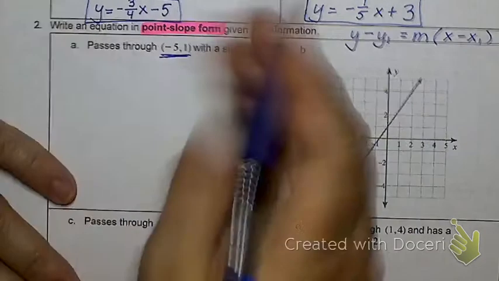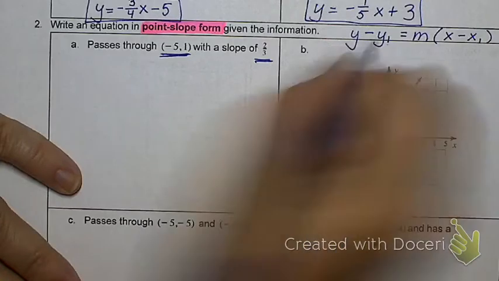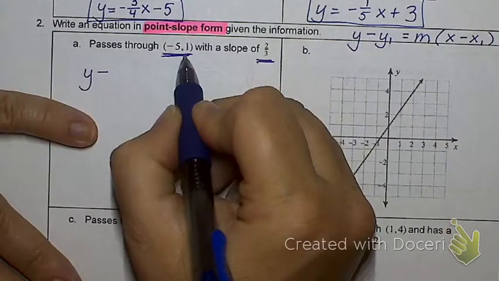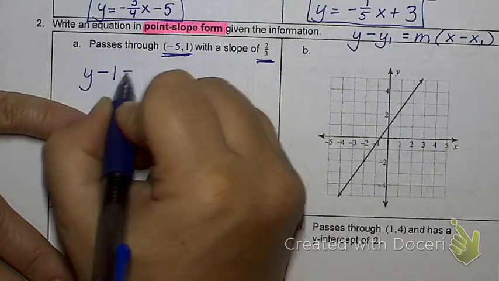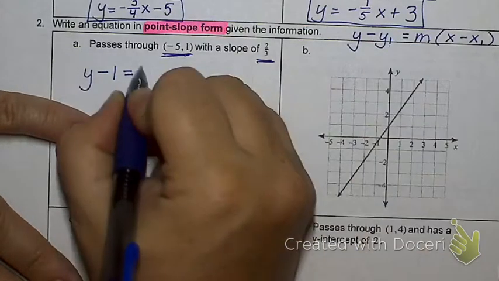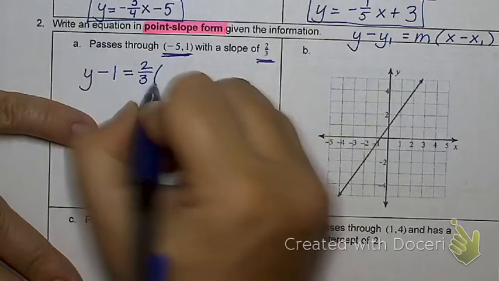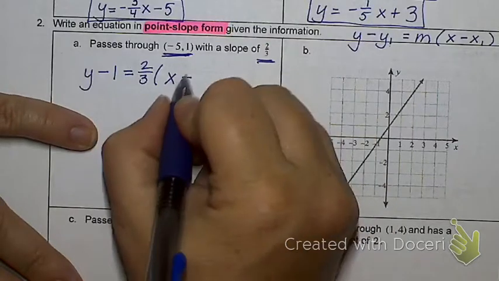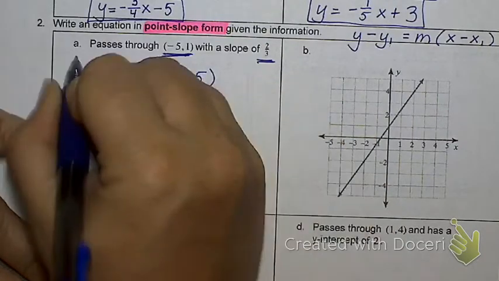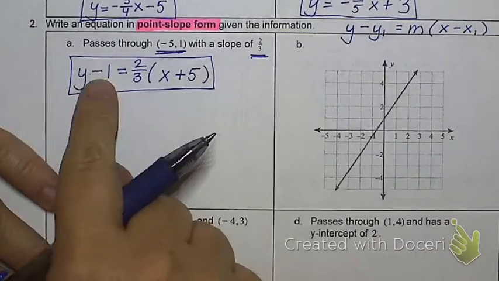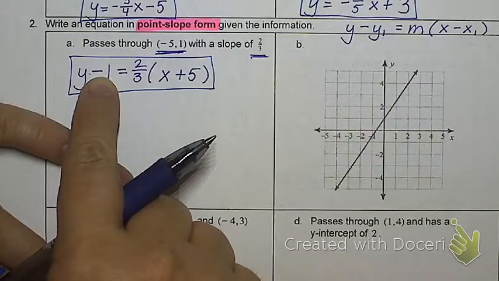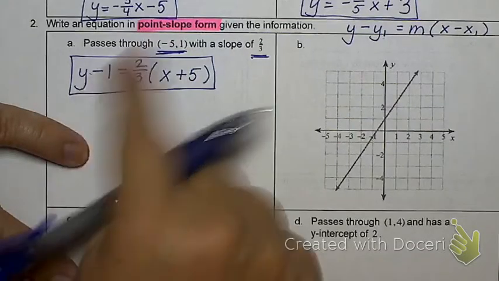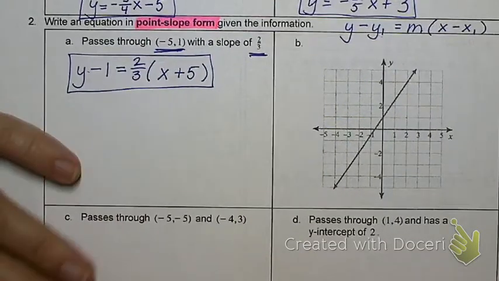Yeah? So, when I use y minus y1, what is the y value from the point? y minus 1 equals the slope times x minus the x value. Now, minus a negative 5 is going to become what? Plus 5. So we need to keep in mind that the sign of the number here is opposite the sign of the number in the point. It changes because of the way the formula works. Okay?